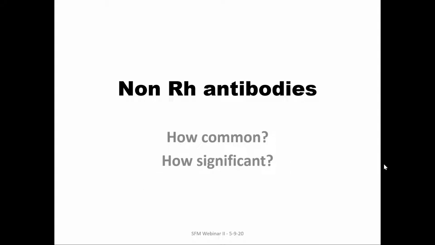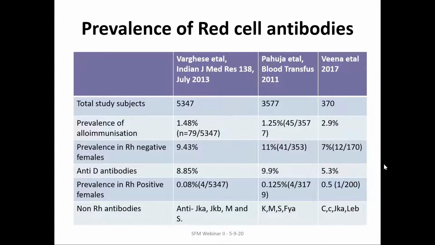Now, having said that, if you talk about non-rhesus antibodies, how common are these in our practice and how significant are they in daily practice? Because this lecture is all about an A to Z guide to daily practice if an ICT positive pregnancy comes to you. So how common are these? Now, here are 3 studies from India, one from Vellore, one from Delhi, and one from our own center, a small study, which looked at the prevalence of red cell antibodies in the Indian population.